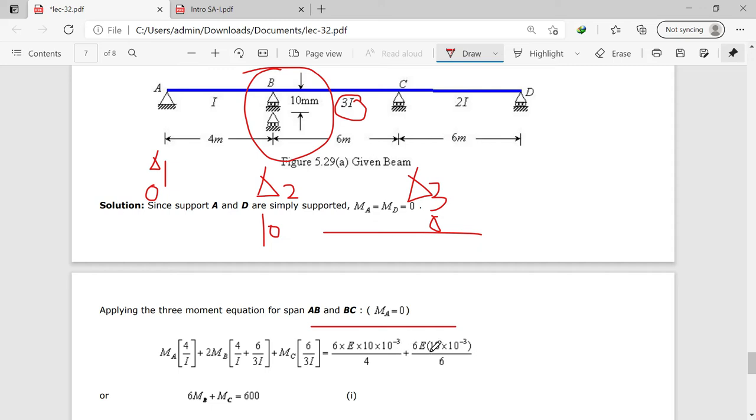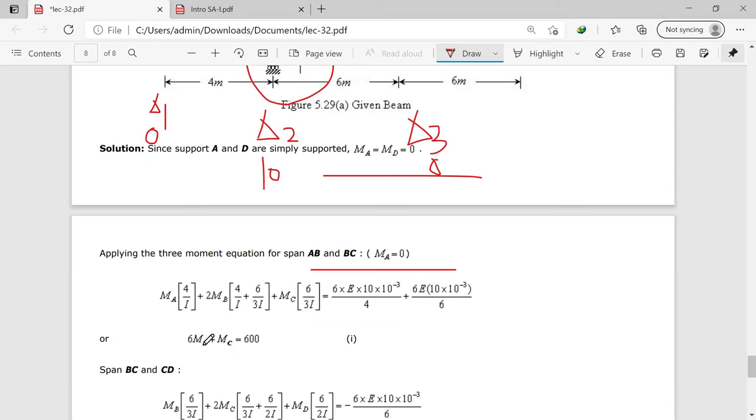Okay, and here delta 2 minus delta 3. So here 6E into 10 into 10 to the power minus 3. Delta 2 minus delta 3 is 10 minus 0, that is 10. So directly here also 10 into 10 to the power minus 3 has to be considered. So 6MB plus MC is equal to 600. This is the value, so that equation we are using.